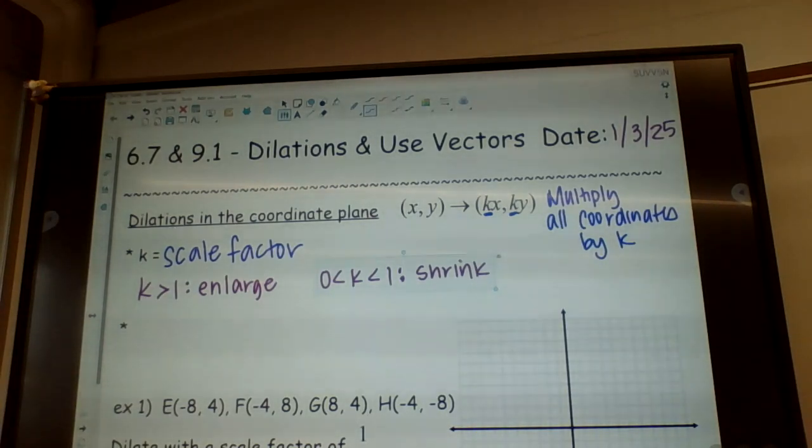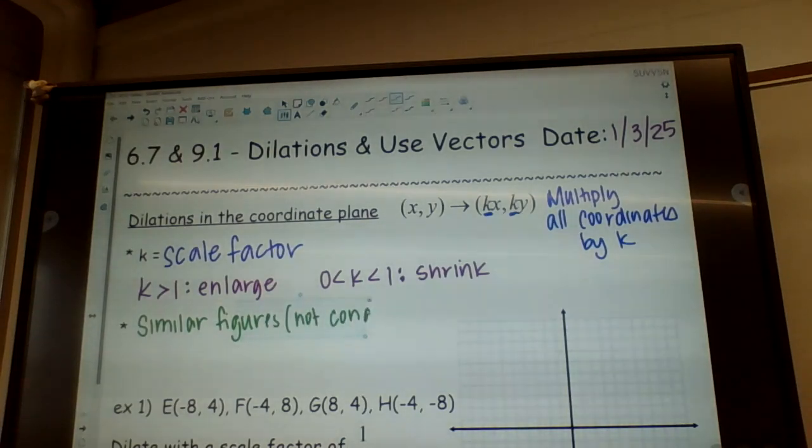And so just to remind you guys, when we're talking about shrinking things or making them larger or smaller, these are similar figures, not congruent. So if you guys recall, we talked about things being proportional. We won't have to solve, well, I don't think we have to solve any proportions with it, but we would be able to if we needed to.